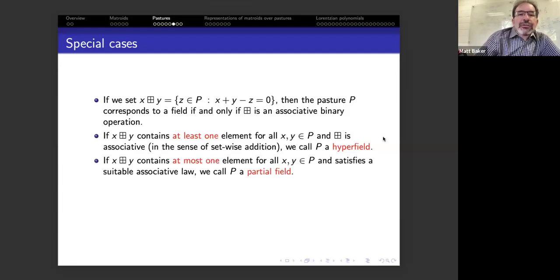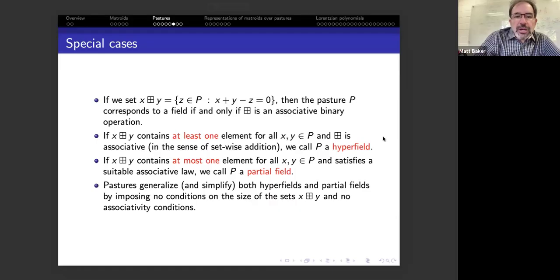And if you have at most one z for which x plus y minus z is null for every x and y, and you satisfy some kind of subtle associative law that I'm not going to talk about, then you call P a partial field. But we won't really focus on these special cases, and we won't care about associativity. We'll just use this notion of pasture. So they generalize both hyperfields and partial fields.